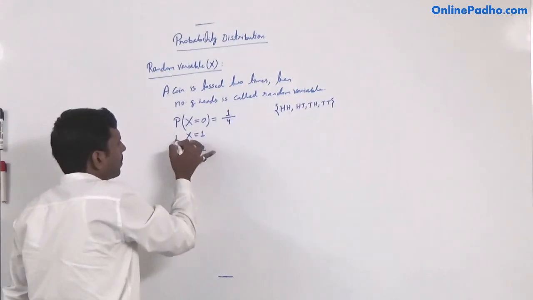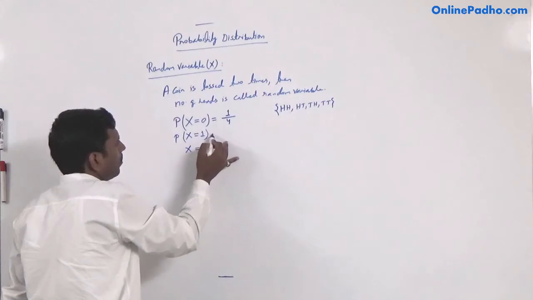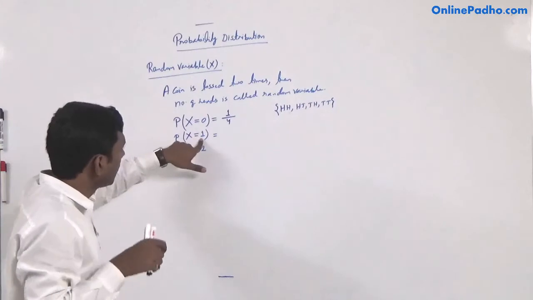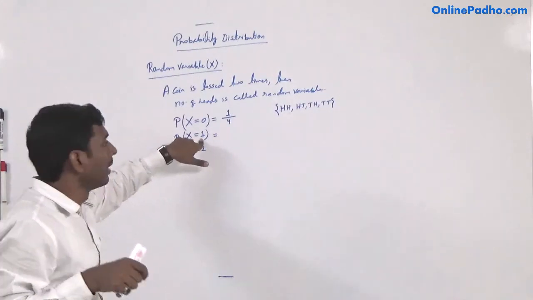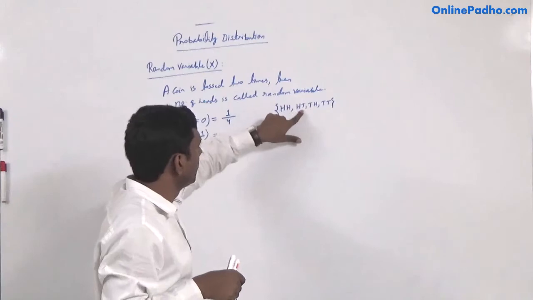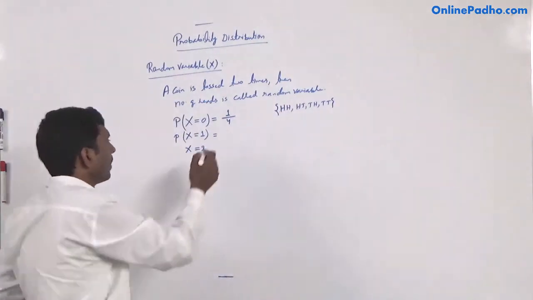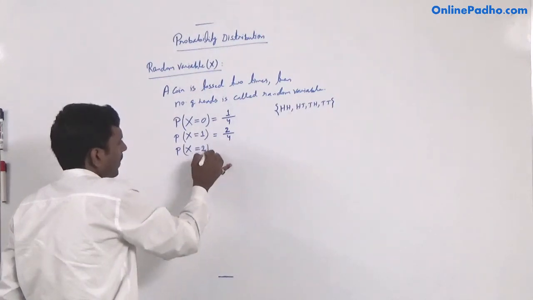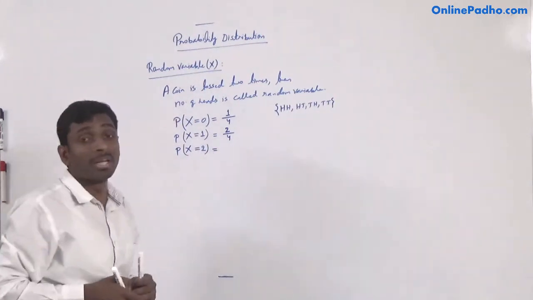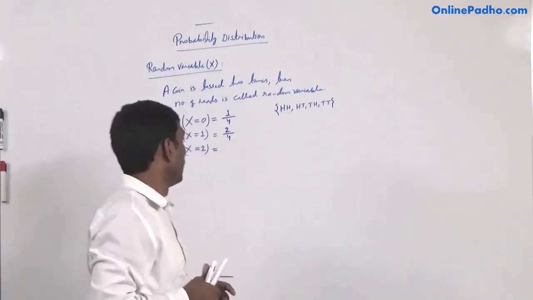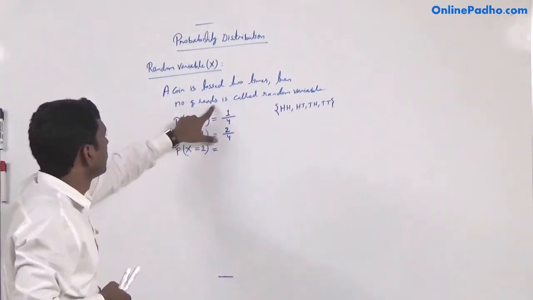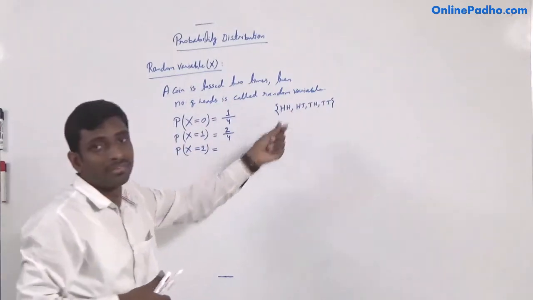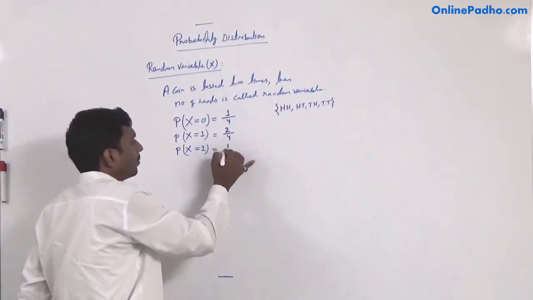What do you mean by P(X=1)? X equal to 1 means exactly one head, in HT and TH. 2 outcomes are there. So favorable outcomes are 2 and total outcomes are 4. What about the probability of x equal to 2? X equal to 2 means the number of heads is 2. Only one event, HH. It becomes 1 by 4.